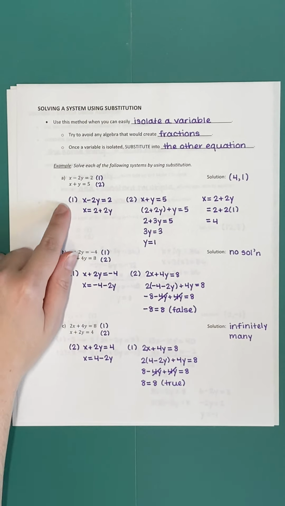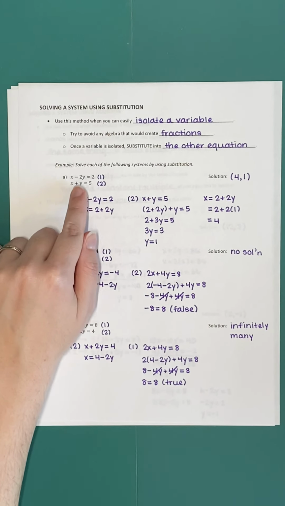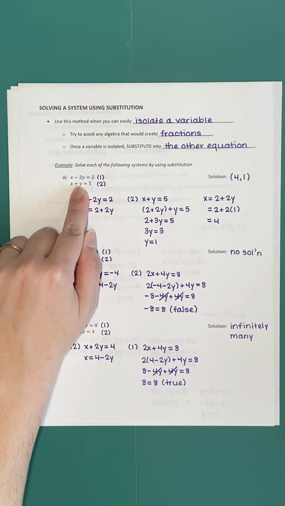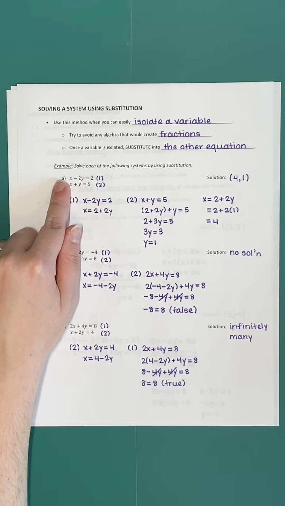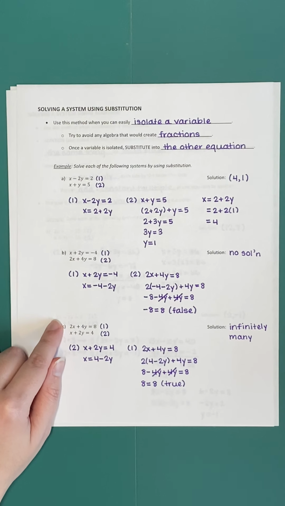Now you'll notice in all three of these we isolated an x. That was just because of these specific problems. Here with the first one, we could have isolated a y just as easily, which means we just would have substituted for y. We would have solved for x first and then solved for y second. You'll get the same answer. It's not going to matter. It's ultimately just your choice which variable you pick, which equation you pick.